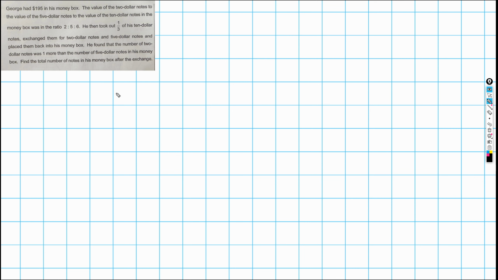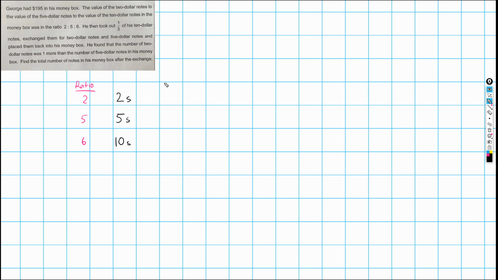Okay, so how are we going to draw this? Well, we're going to draw bars to represent the twos, and I'm going to write twos. These are the $2 notes, the fives, and the tens. Because there's this potential for confusion, I want to make sure that I give clear labels here. And I'm also going to put my ratio here, just to remind me. I often do that when I've got a ratio like this. It's 2 to 5 to 6.